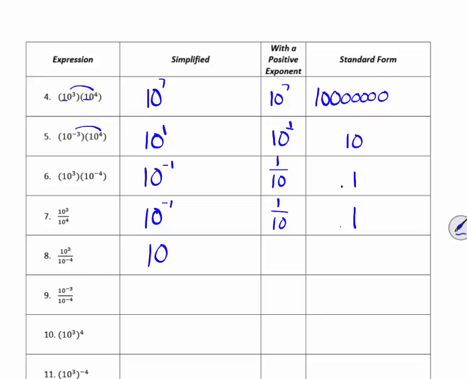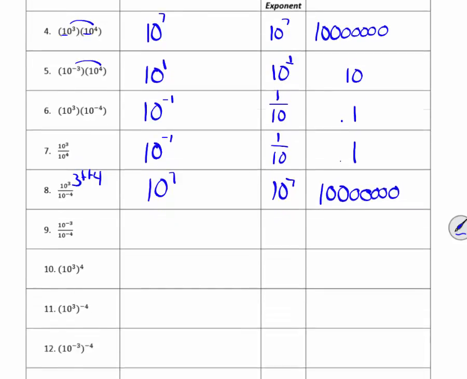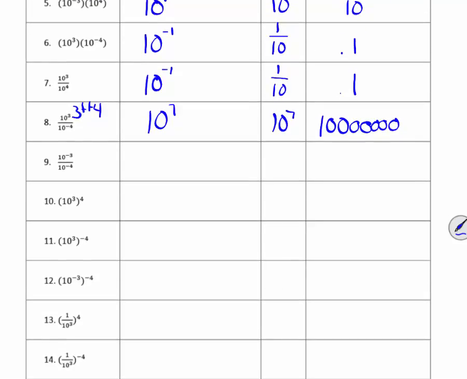10 to the third divided by 10 to the negative fourth. Keep my base. For my exponent rules, I'm really doing 3 minus negative 4. Leave, change, 10 to the 7th. So 10 to the 7th, 7 zeros. Let's see. 10 to the negative third divided by 10 to the negative fourth.